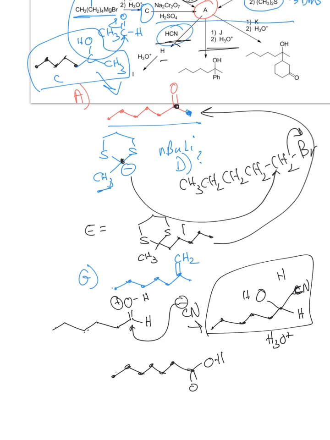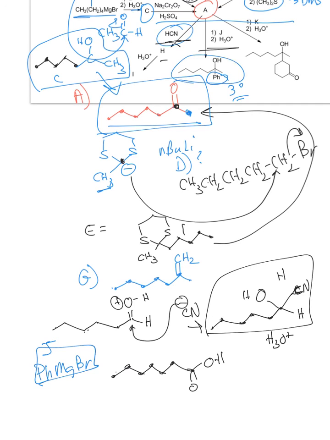J is phenylmagnesium bromide, because you see the phenyl's added right here. So you're going to add a phenyl and make a tertiary alcohol. So you know that you can do phenylmagnesium bromide and do a Grignard to a ketone with a little bit of acid and make a tertiary alcohol. That's how you make that.